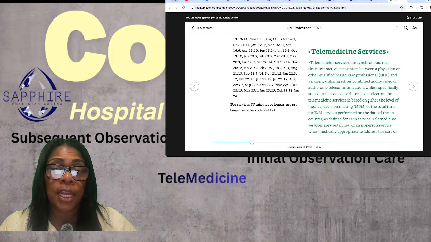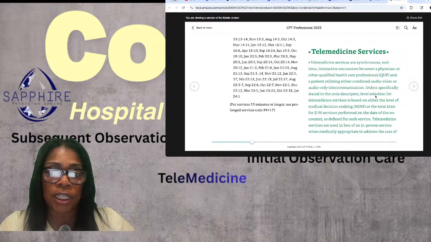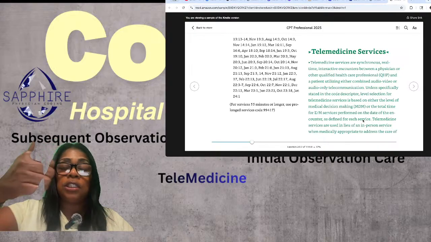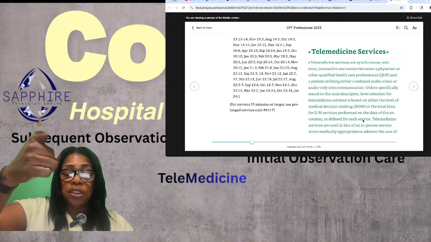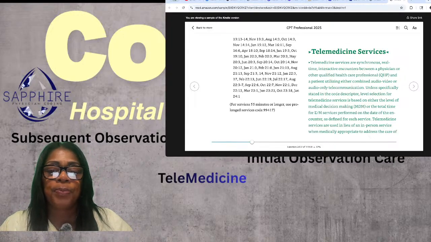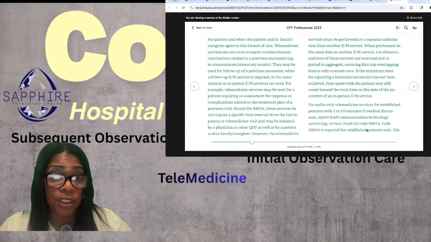Now, the levels that you're going to be selecting telemedicine from are also going to be based on the MDM, the medical decision making. Did the patient have this? Did he have two diseases? Did he come here for two things? How severe was it? That's how they're going to be coding, based on how sick the patient is.